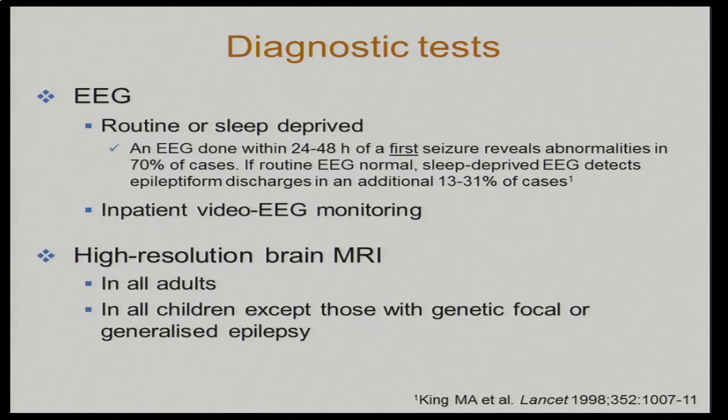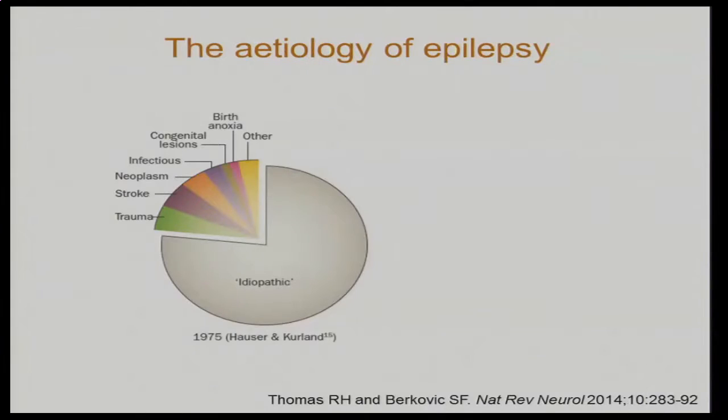It's important to perform neuroimaging, and a high-resolution brain MRI should be performed in all adults with suspected epilepsy and in all children except those with genetic focal or generalized epilepsy, where a decision is made on a case-by-case basis. The etiology of epilepsy.